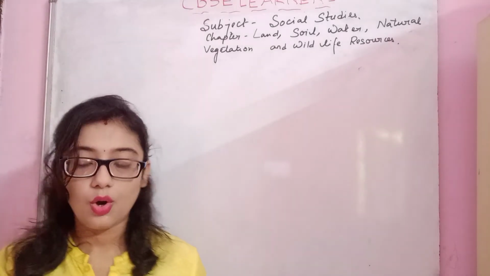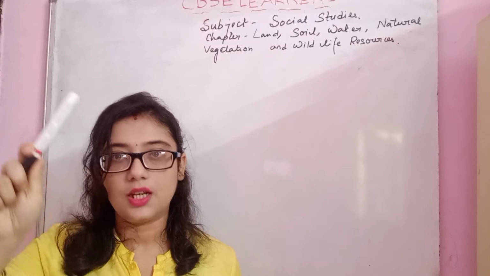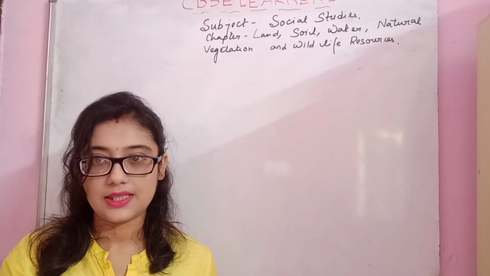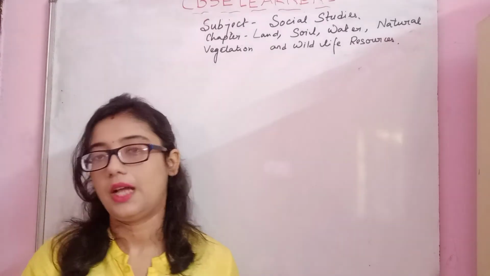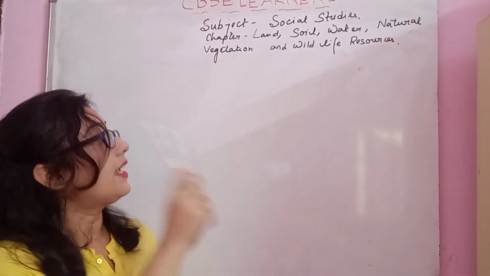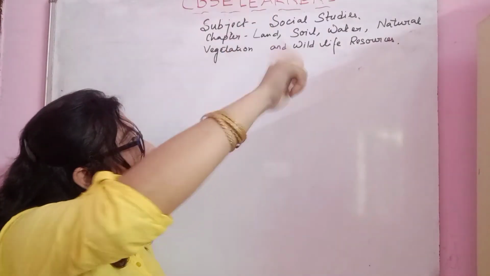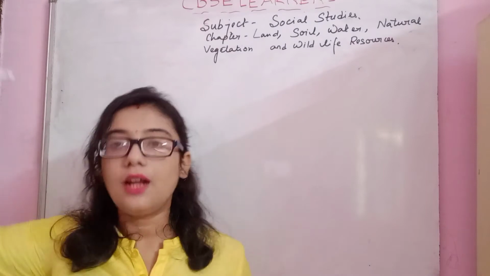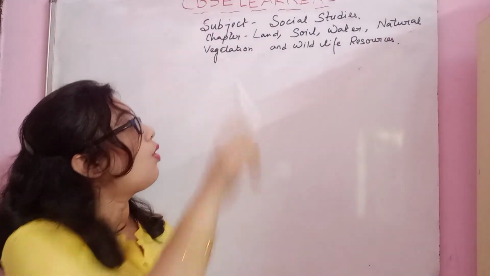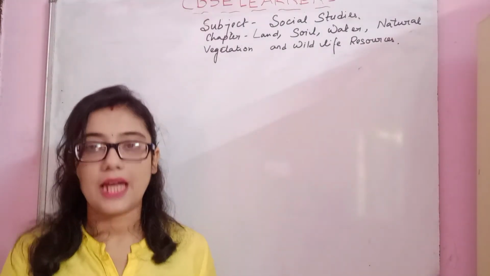Okay. So in our first, I have completed resources in SST from the geography segment. And the second chapter is land, soil, water, natural vegetation and wildlife resources. So land I have completed. Now it's time for the soil.